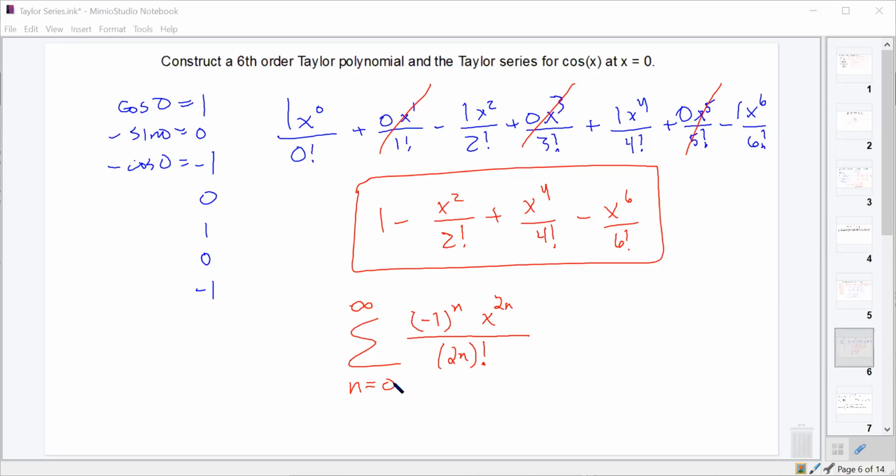We just have to make sure that we get these correct first few terms. So if n is 0, x to the 0 still gives me 1, which gives me this term. And then when I plug in n equals 1, I get my next term, which is x squared. So that's why it's 2. Does that make sense?